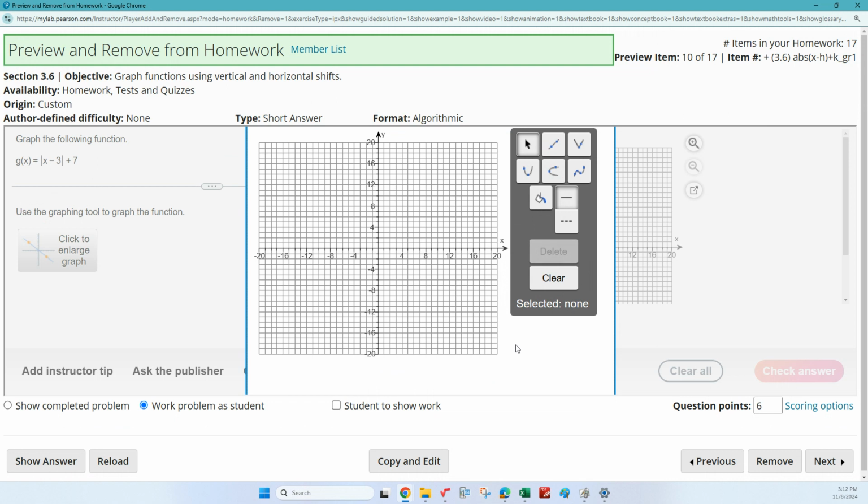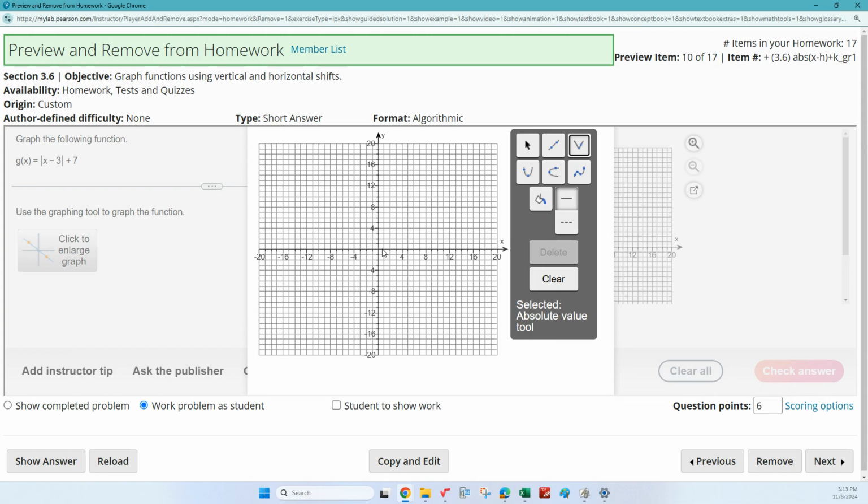So when I'm trying to graph this guy, everybody with me? So I'm going to pick the V tool, right? That's absolute, and if you hover over it, it even says absolute value tool, right? And what's it tell me? I've got to put a point at the vertex and another point. So the vertex started at the origin. Where does it end up if it goes right 3 and up 7? 3, 7, right? It's going to be right there, okay?